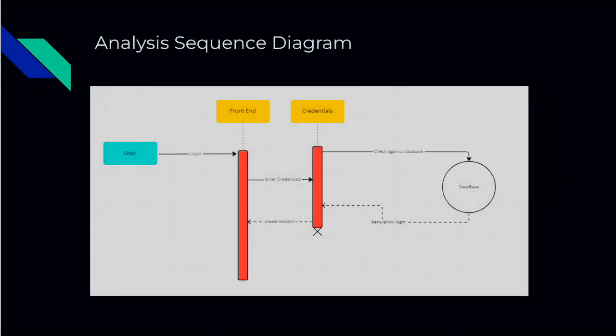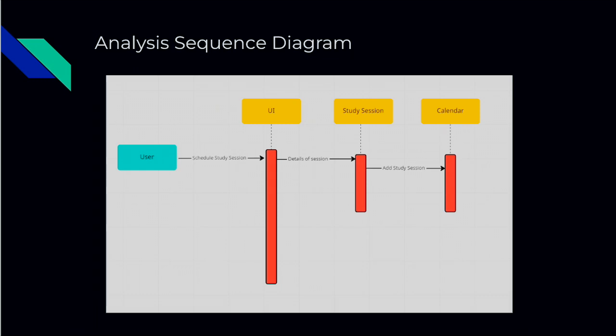This analysis sequence diagram describes the login to application. First, the user opens the application and is prompted to enter their credentials. Then the credentials are packaged and sent to the database. The database either denies the credentials and ends the object, or it creates a session which is served back to the user.